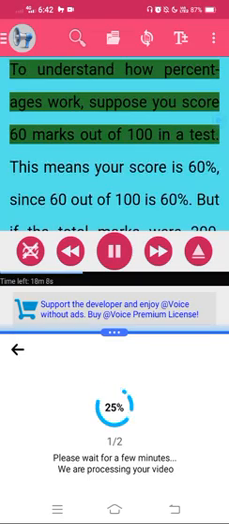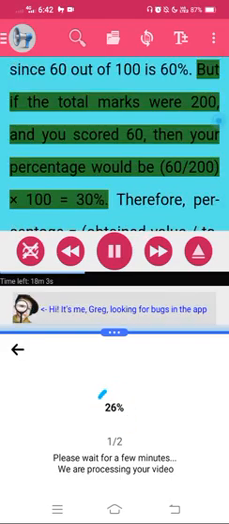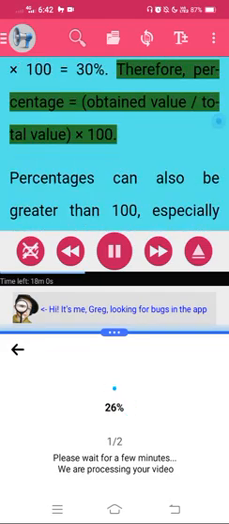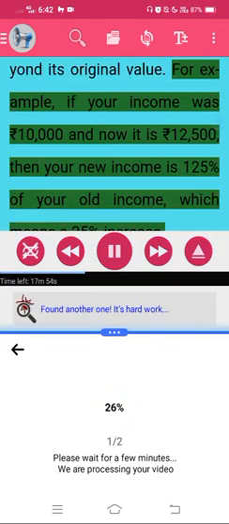To understand how percentages work, suppose you score 60 marks out of 100 in a test. This means your score is 60%, since 60 out of 100 is 60%. But if the total marks were 200 and you scored 60, then your percentage would be 60/200 times 100, equals 30%. Therefore, percentage equals obtained value divided by total value, times 100. Percentages can also be greater than 100, especially when something increases beyond its original value. For example, if your income was 10,000 rupees and now it is 12,500 rupees, then your new income is 125% of your old income, which means a 25% increase.